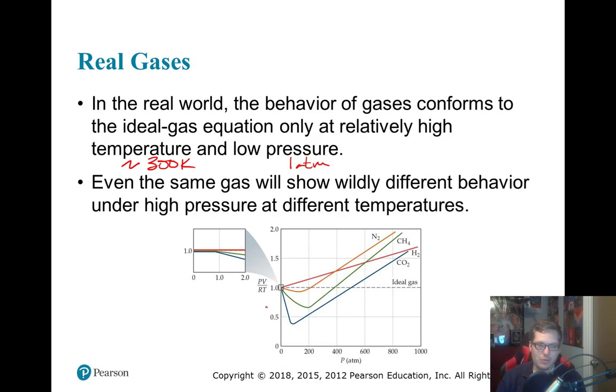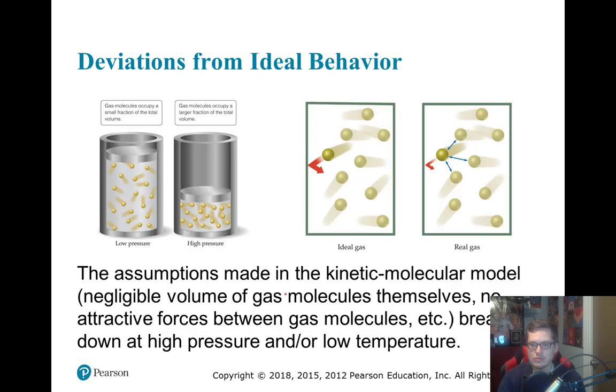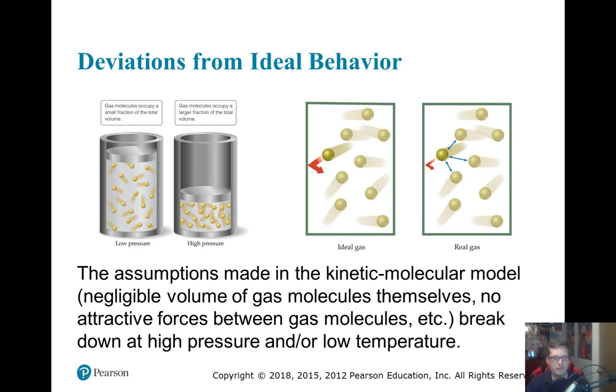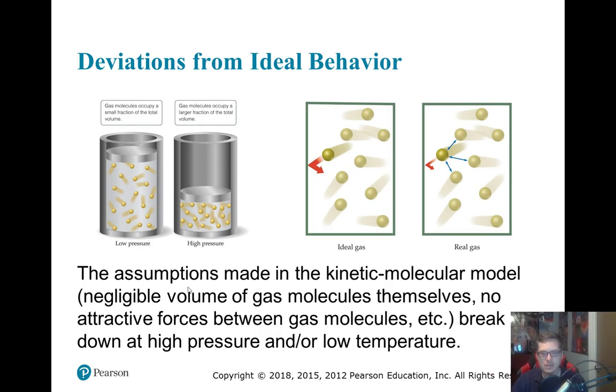And so really it's like, well, what's causing this? Why doesn't the ideal gas equation hold true? All right, so really what we need to do is look at, well, what were some of the assumptions we made in the ideal gas equation that might not be benefiting us? Okay, so one of the ideas is that we made the assumption that gas molecules had negligible volume, and that there were no attractive forces between the gas molecules. These tend to break down at high pressure and low temperature.